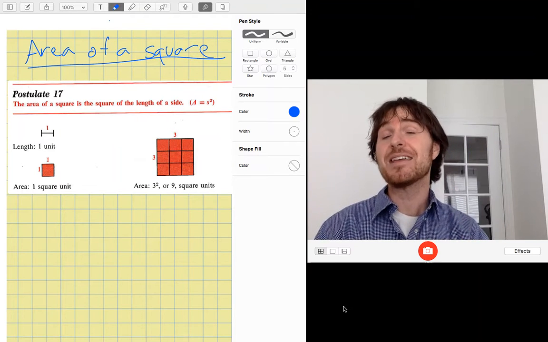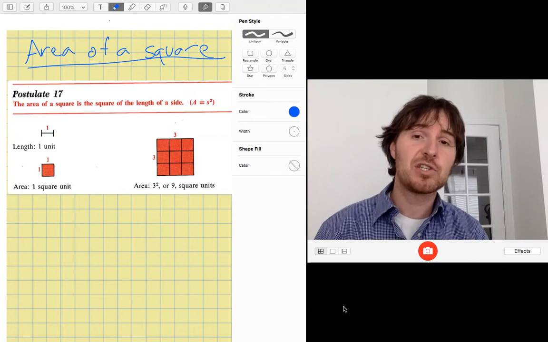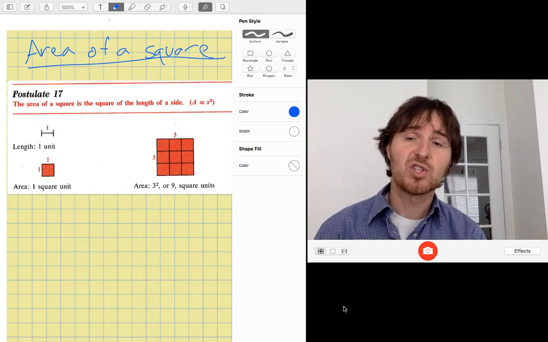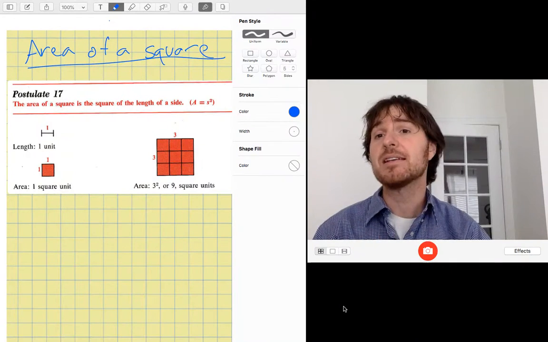So anyways, I'm filming a series of optional videos that are just going to explain where each one of these formulas comes from. First up is the area of a square.